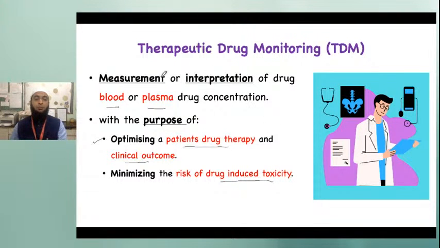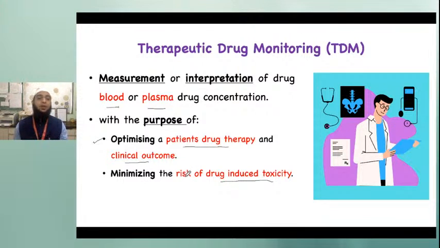So with the help of measuring and interpreting the drug plasma and blood concentration, you target to achieve two important purposes. First, optimizing patient drug therapy and clinical outcome, and second, minimizing the risk of drug induced toxicity. Okay, so this is all about the definition of the TDM.